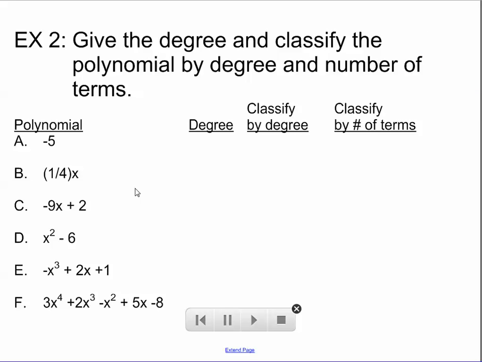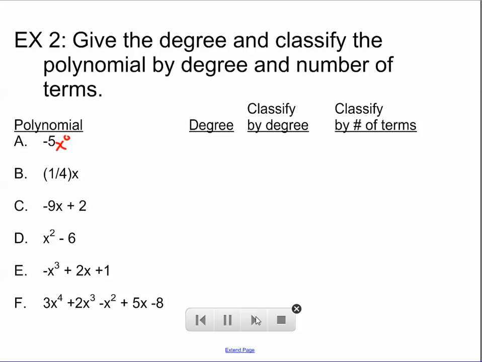Next, let's give the degree and classify each polynomial by degree and number of terms. You'll notice that each of these 6 is quite different. Let's break them down. Example A, -5, has no variable. Hence, its degree is 0, and we call it a constant. It's a one-term polynomial, so we call it a monomial.